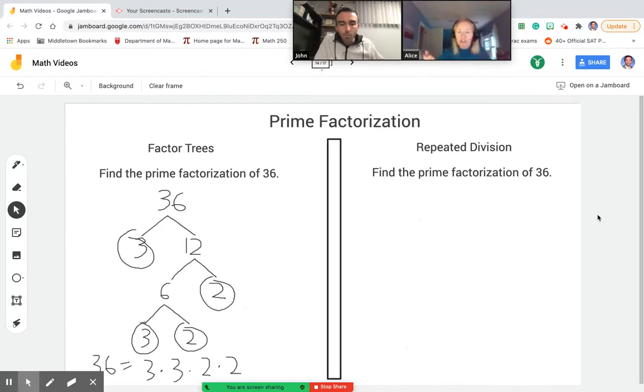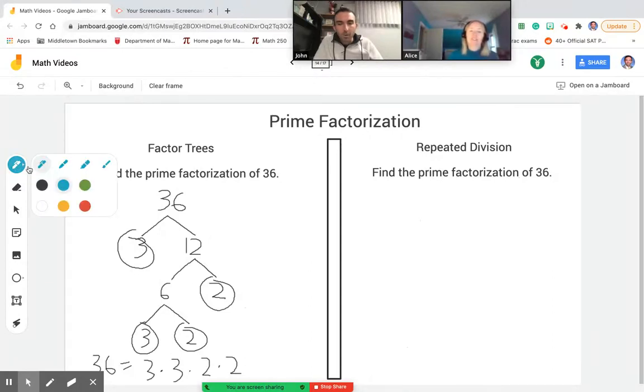So John, that's factor trees. How would we approach this problem with repeated division? So the good news is repeated division sounds like something very, very scary, but it's very similar to what you did with factor trees. The idea is we want to keep dividing 36 down into smaller and smaller numbers.